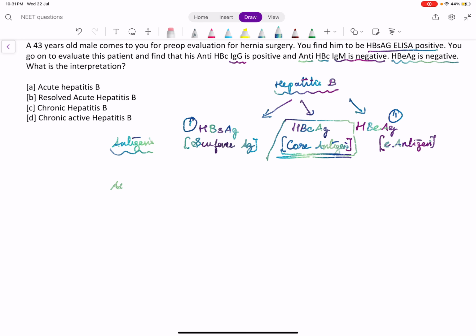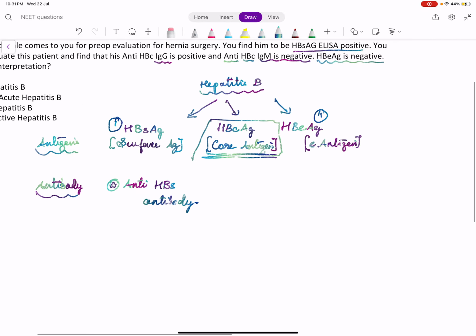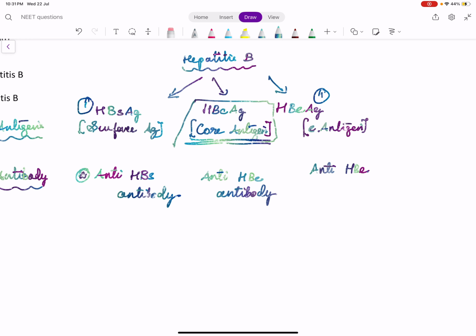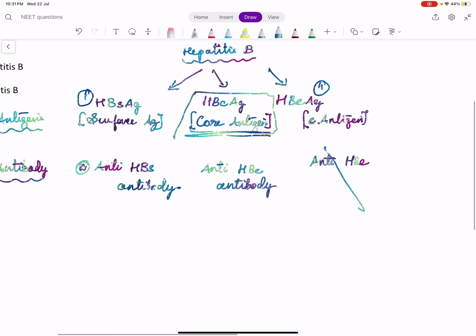When antigen is there, antibody also will be there, right? When HBs antigen is present, there will be anti-HBs antibody. When there is HBcAg, there will be anti-HBc antibody. When there is HBeAg, there will be anti-HBe. Again, for clinical relevance, anti-HBe is not important.